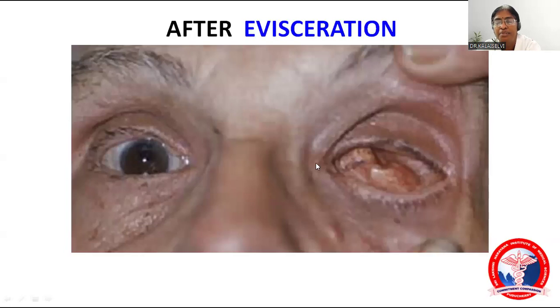So when you remove the eye, you have an empty socket, after which you can place an intraocular implant and you can place a shell. So this is the appearance after the shell has been placed.